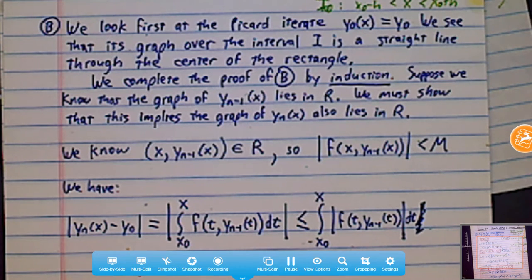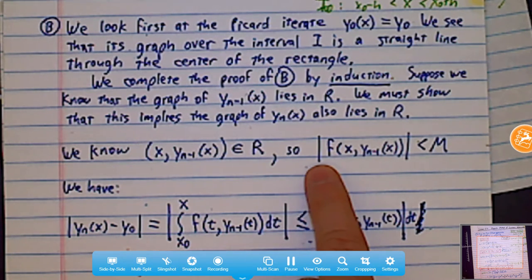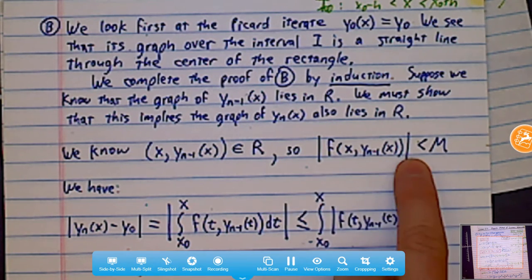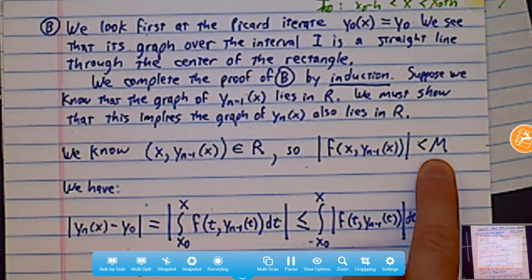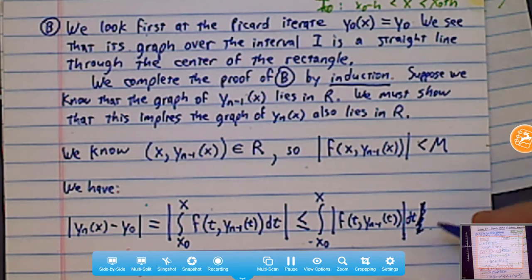Now wait a minute. Look, guys. See these absolute values? Look right above it. Isn't that the same thing almost? Forget about the integral. See that? What do we know the absolute value is less than? It's less than m. So I can say this is less than the integral from x naught to x of m dt.